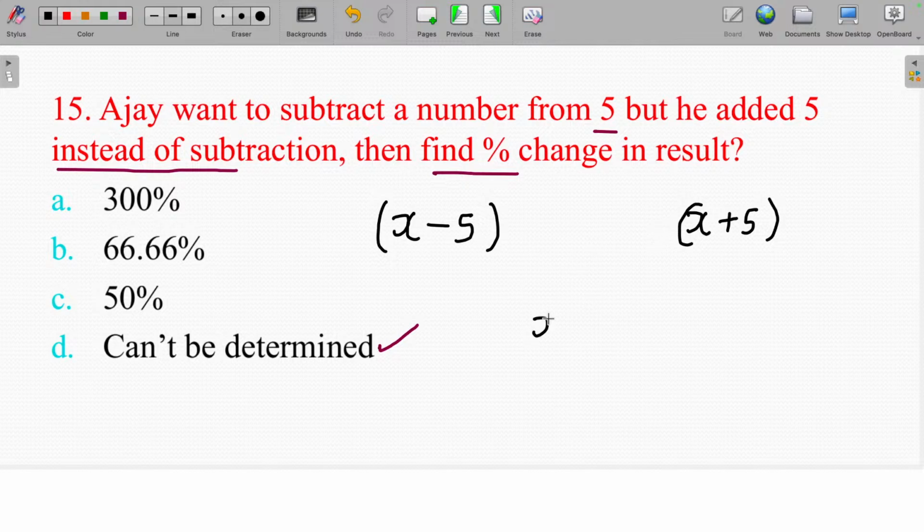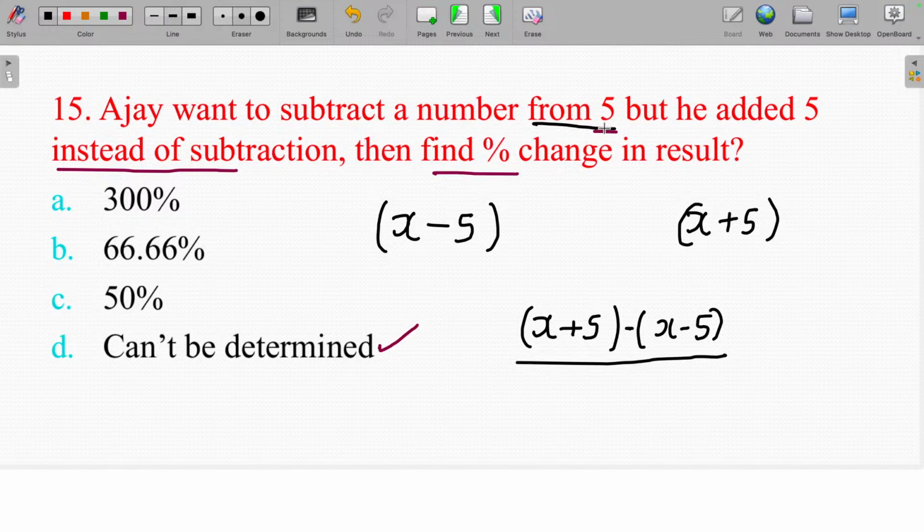Difference, the big number x plus 5 and minus. Sir, the difference should be 5 minus x. See, Ajay wants to subtract a number from 5. Yeah, you can write it as 5 minus x also. No problem. That won't affect it. Whatever negative or positive, the percentage is not affected.